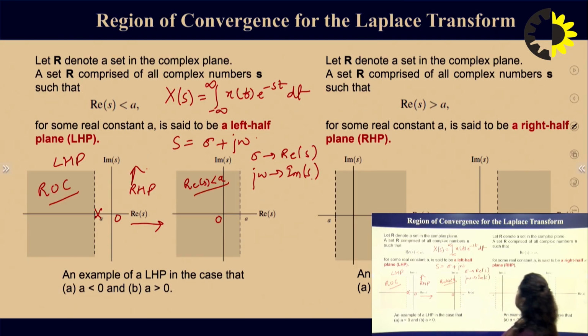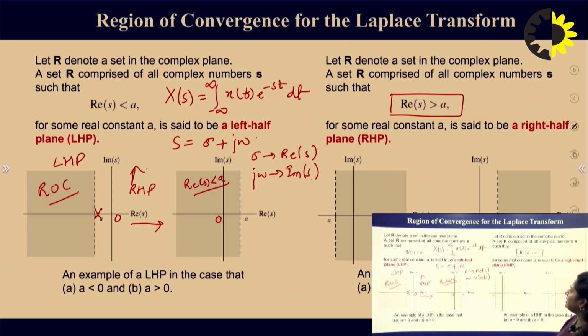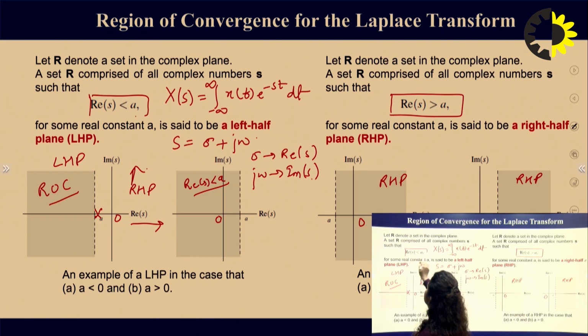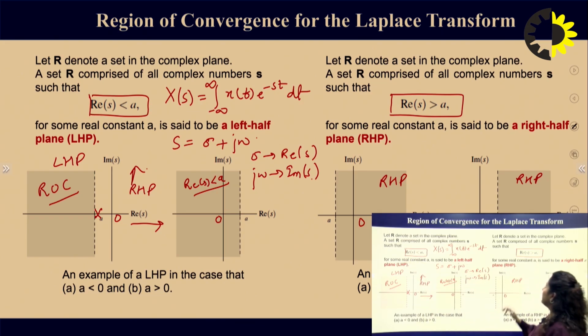Similarly, this is for real of s greater than a. In this case the ROC is the right half plane. First we have taken a less than 0, and the second is taken when a is greater than 0. But in both cases we have real of s greater than a. So, we have two kinds of ROCs here. The first is real of s less than a, which shows the left half plane, and the second is real of s greater than a, which shows the right half plane, when there is only one pole.